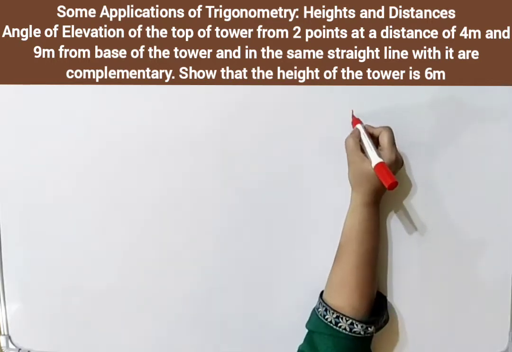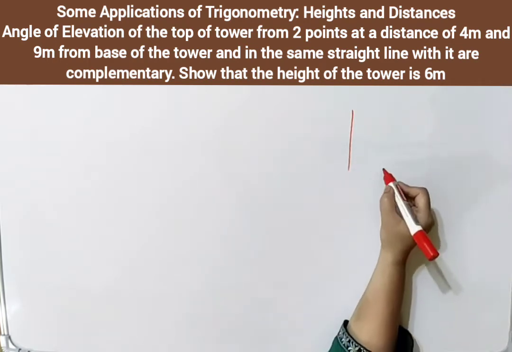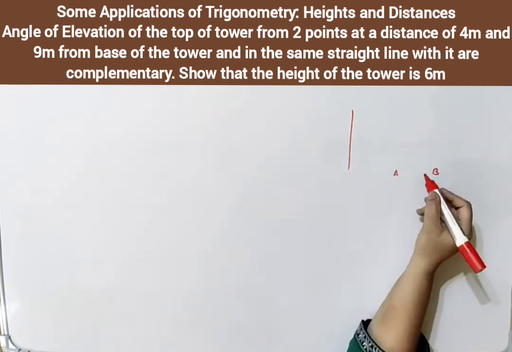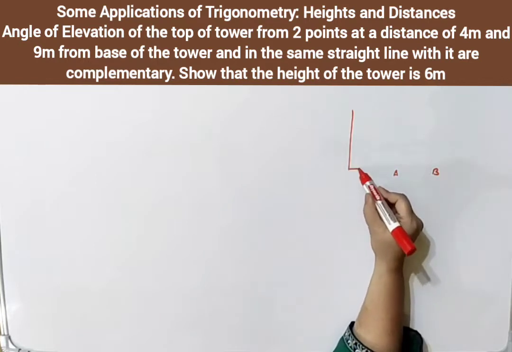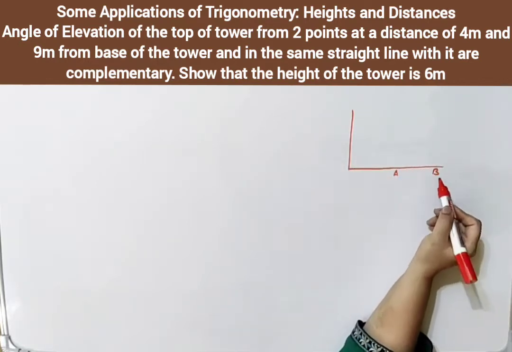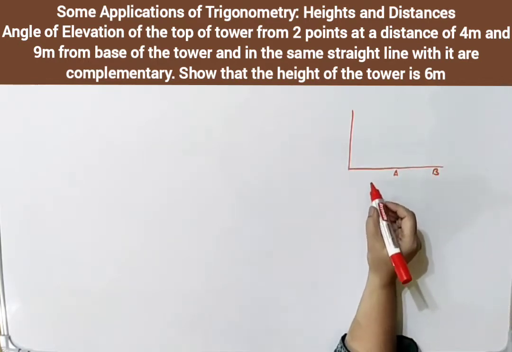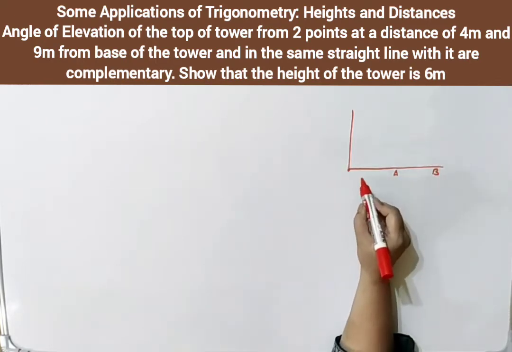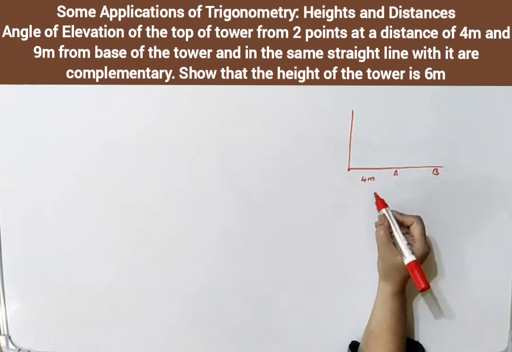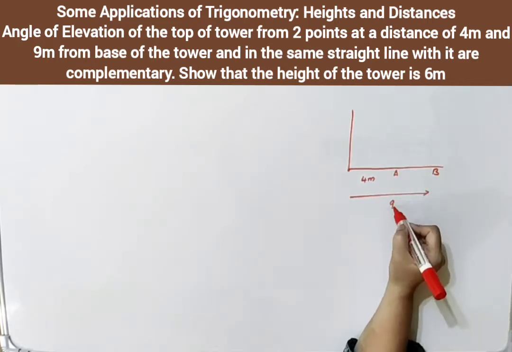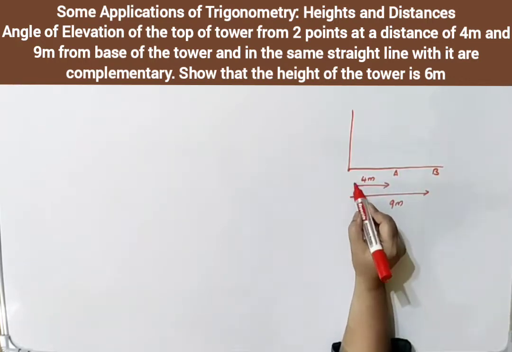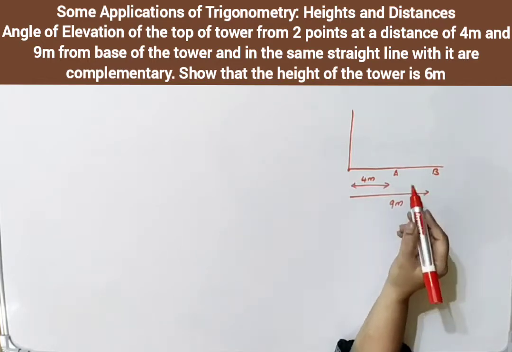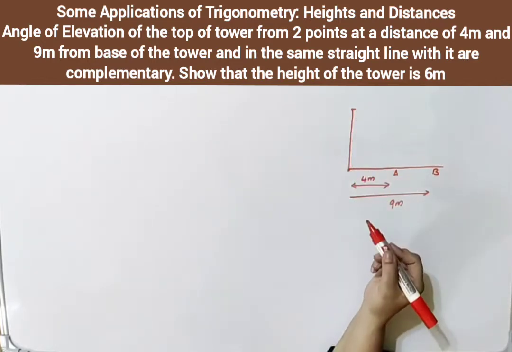So we have a tower here. And there are 2 points, A and B, on the ground, both of which are in the same straight line. And they are at a distance of 4 meters and 9 meters. If this is the base of the tower, the first one is at a distance of 4 meters. The second one is at a distance of 9 meters. This is the top of the tower.